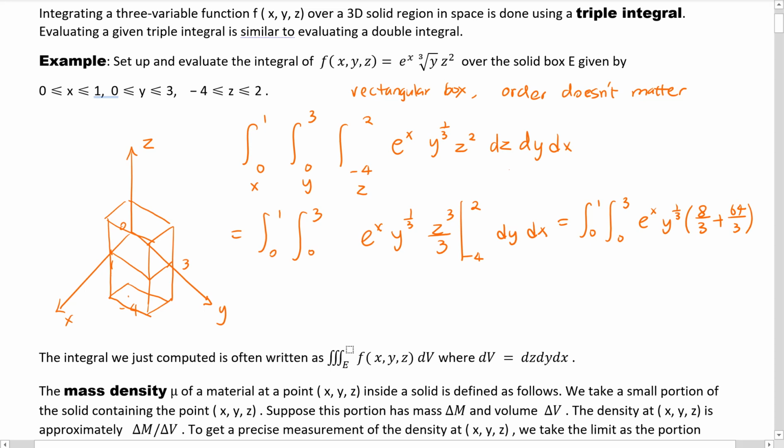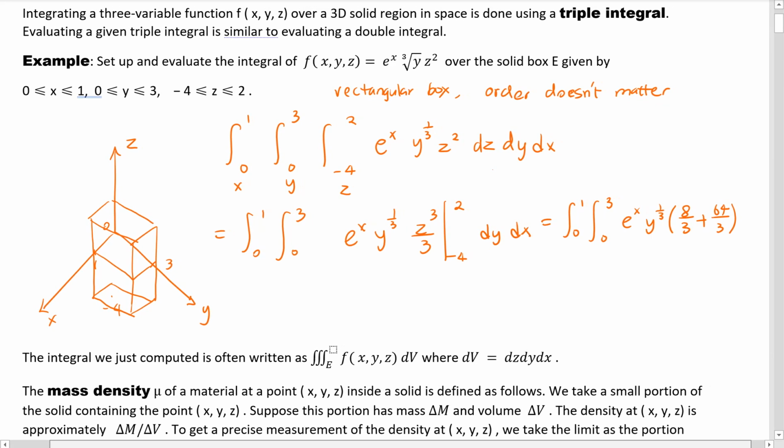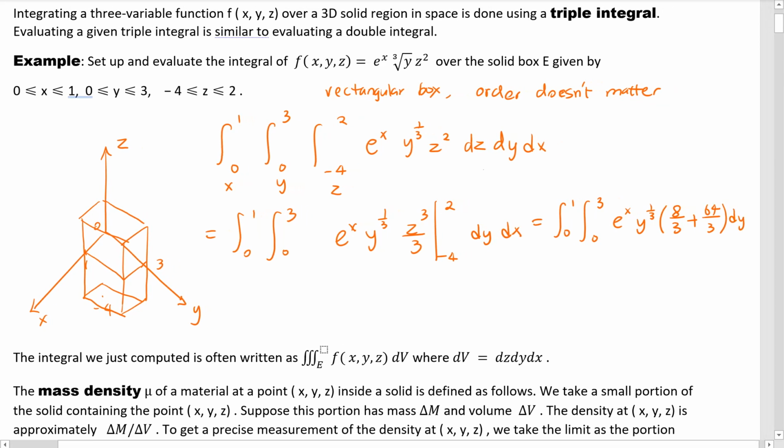And then we still have dy dx. Well, this is the same as 72 over 3. 72 over 3 is the same as, let's see, 72 is like 9 times 8. 9 divided by 3 is 3. 3 times 8 is 24. So far so good, everybody.